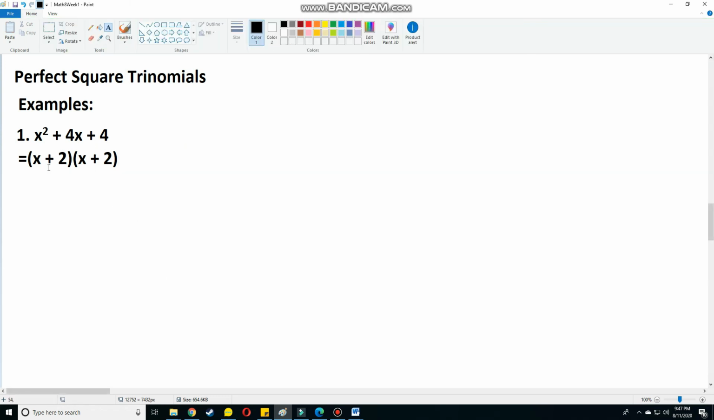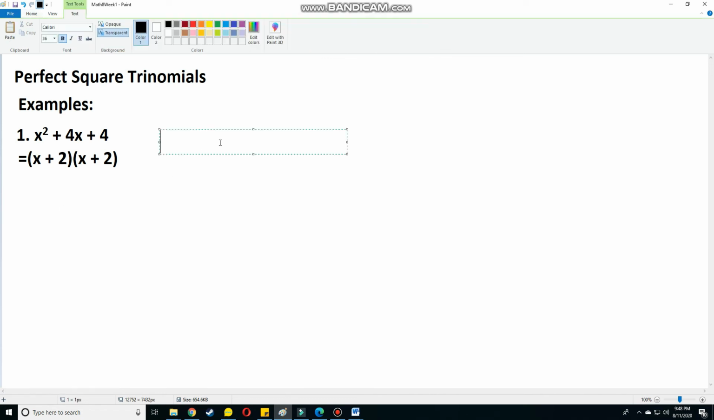Our factored form of our perfect square trinomial is the quantity of x plus 2 times the quantity of x plus 2. We would just simply get the root of the first term. So the square root of x squared, that's x. Then copy the sign of the second term, that's positive, so plus. And the square root of the last term, that is the square root of 4, and that is 2. And just do it twice. So the quantity of x plus 2 times the quantity of x plus 2.